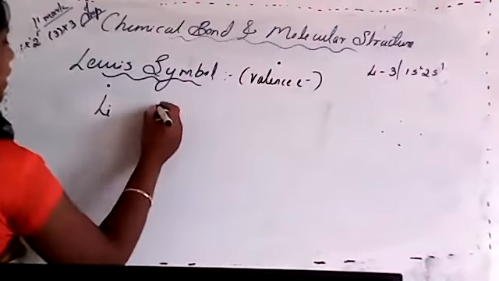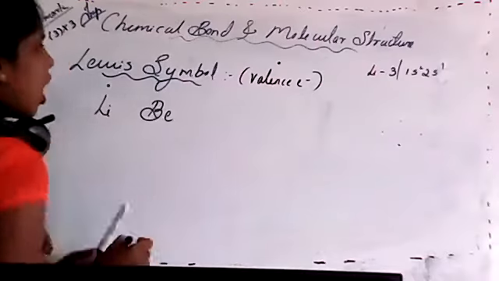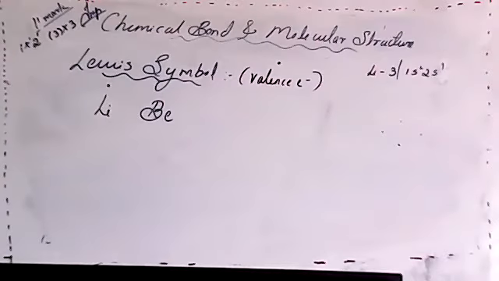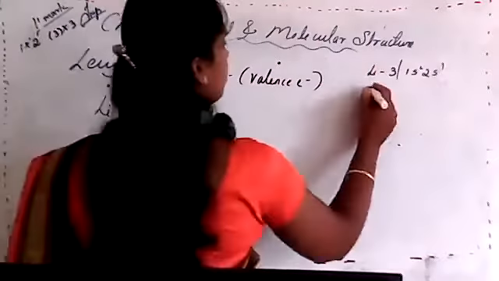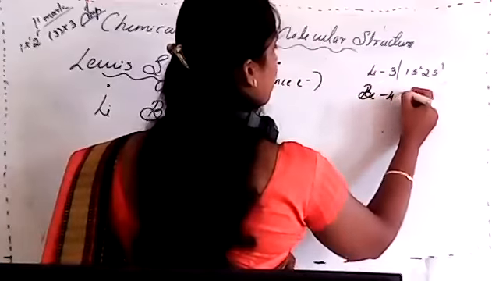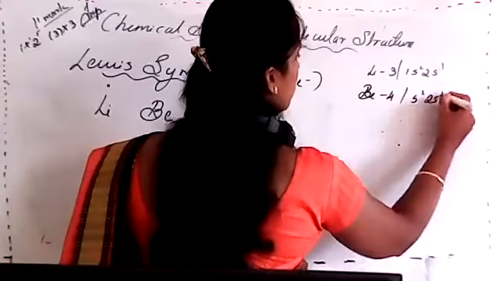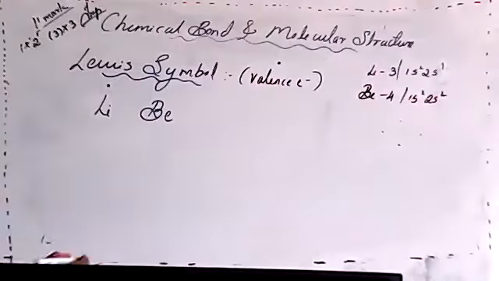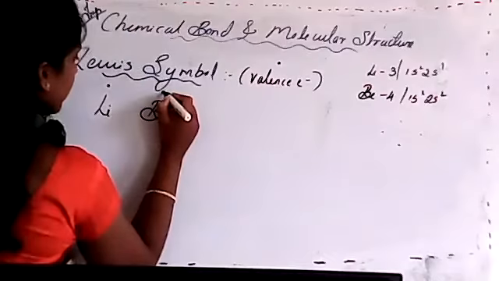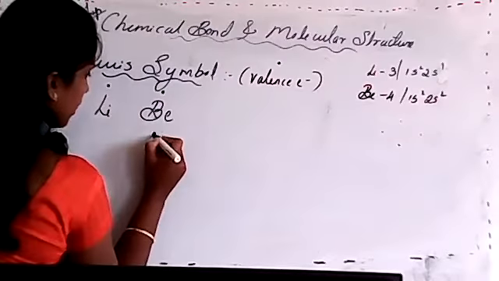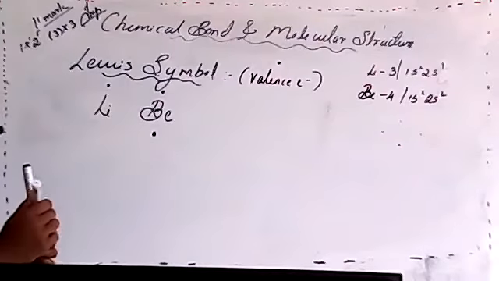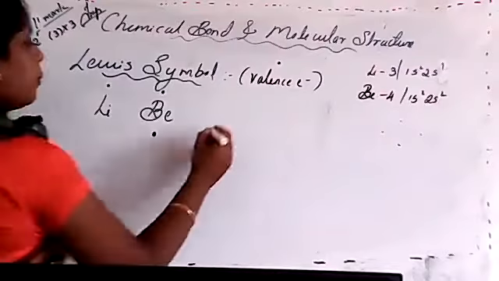Next, I'll consider beryllium. How many valence electrons are there for beryllium? Atomic number is 4: 1s2, 2s2. Total number of valence electrons is 2, so I'll write a dot here and here. This is for beryllium. Next, I'll consider boron.